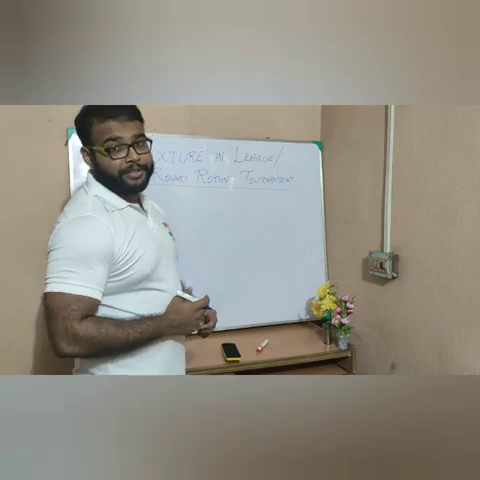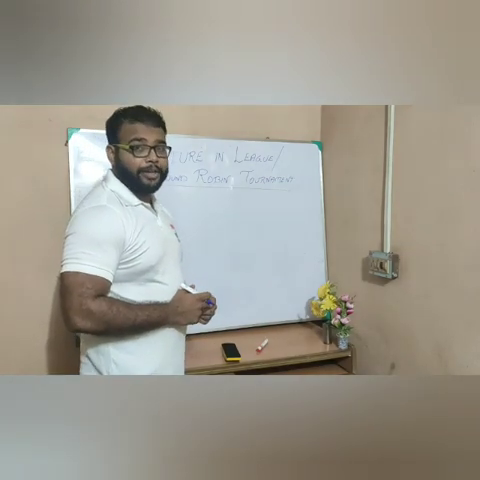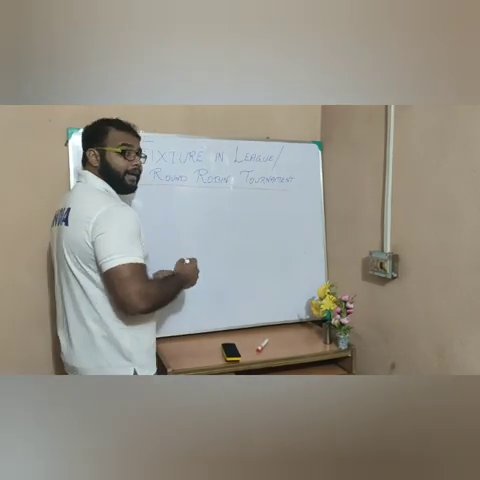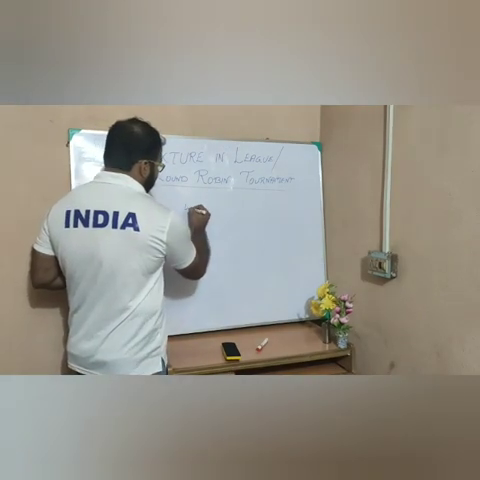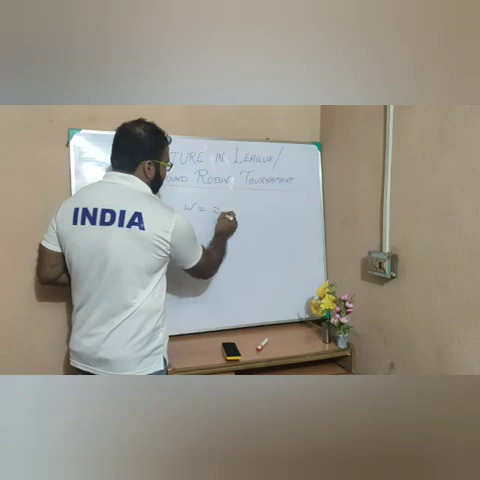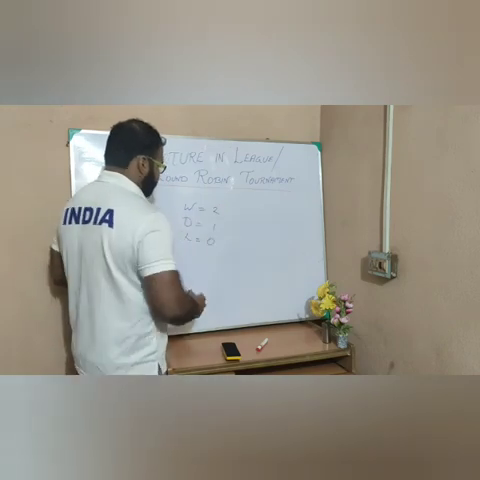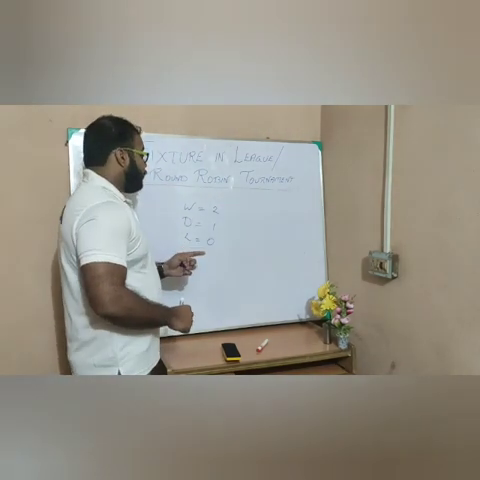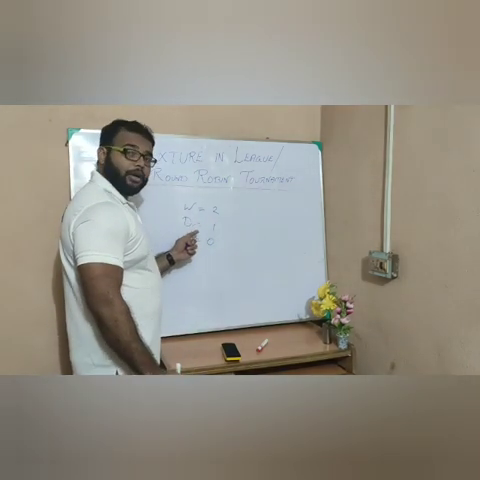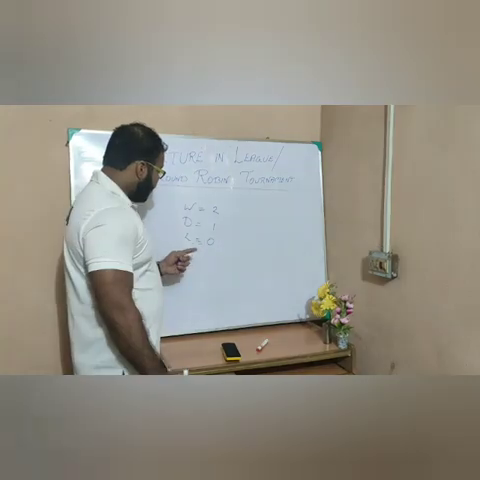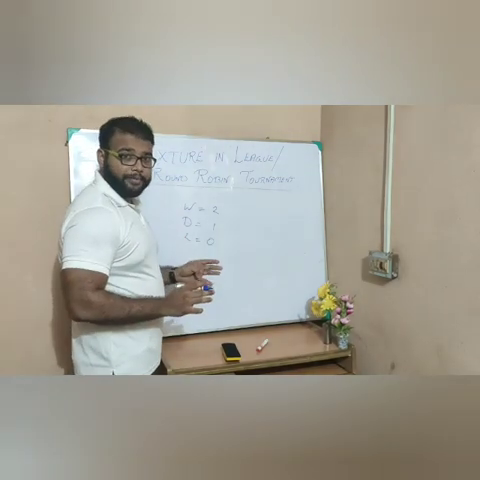Once we have learned the fixture, it's time to decide the winner. For deciding the winner, there are some points to be remembered. For winning a match, the winning team will get 2. For a draw, each team will get 1, and for losing, there will be no point, means 0.